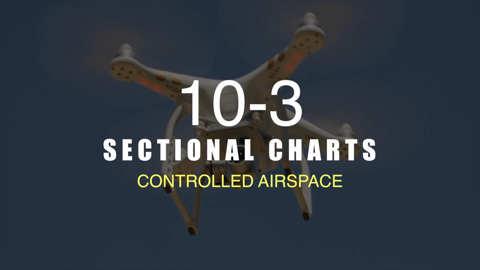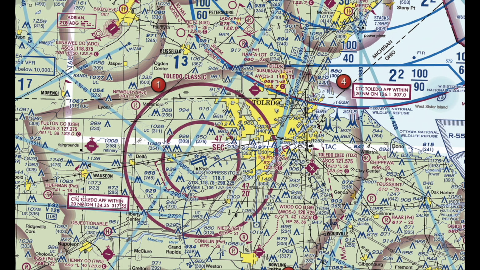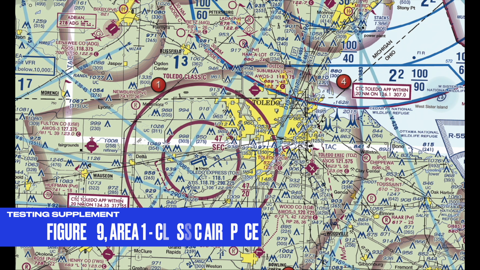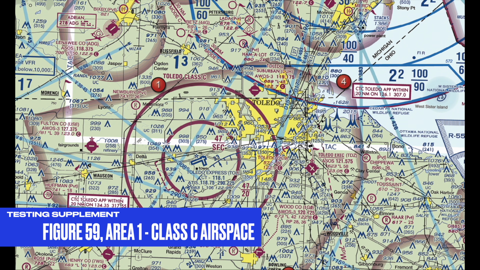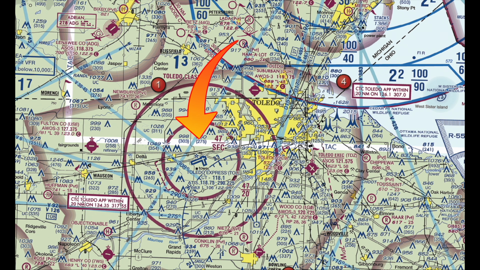Another way to avoid mistakes is by understanding whether or not you can fly in controlled airspace. Turn to Figure 59, Area 1, and look for Toledo Express, TOL Airport. And quickly, does this airport have a control tower? You see how fast that was? You already knew that answer within 2 seconds. But the common mistake that's made here is, can you fly your drone within controlled airspace?